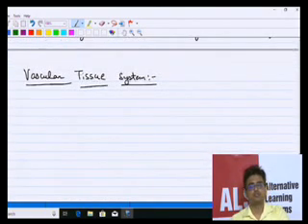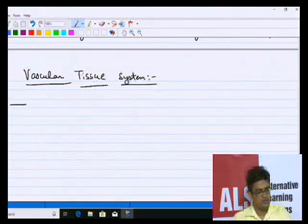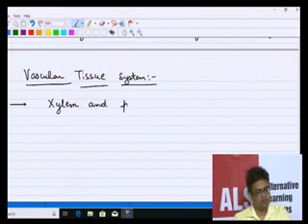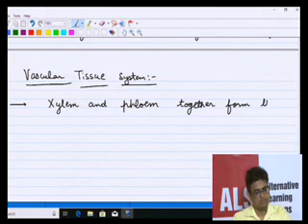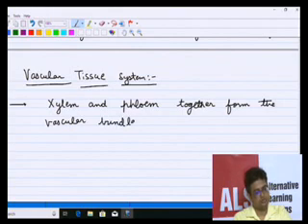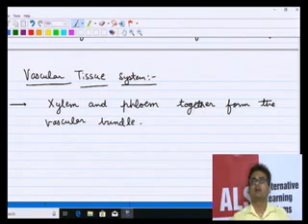Now the vascular tissue system, what is vascular tissue or vascular bundle? Xylem and phloem together comprise or form the vascular bundle. It is also associated with other tissues, but the xylem and phloem together form the vascular bundle, and this is what we have to study.